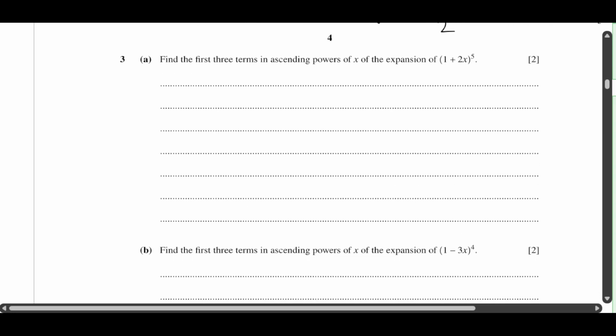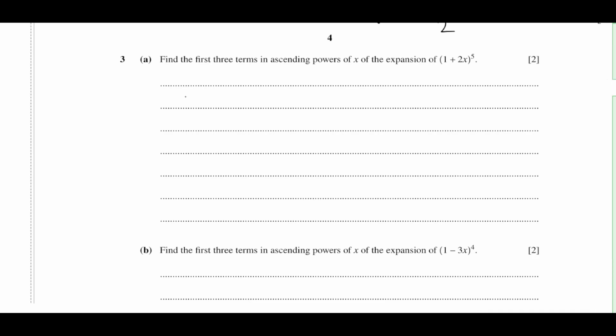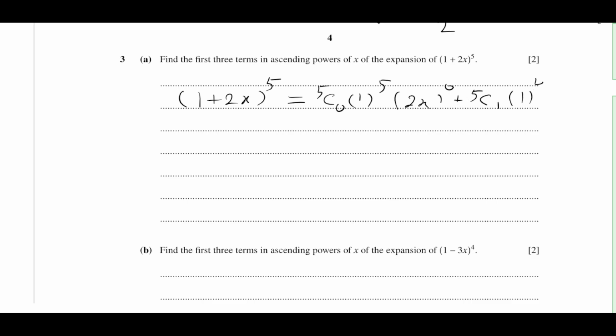Now the next question is: find the first three terms in the ascending power of x of the expansion of (1 plus 2x) power 5. So here we have (1 plus 2x) the whole power 5. Write the first three terms in the ascending power of x. So the formula is 5C0 times 1 power 5 times (2x) power 0, plus 5C1 times 1 power 4 times (2x) power 1, plus 5C2 times 1 cubed times (2x) squared.